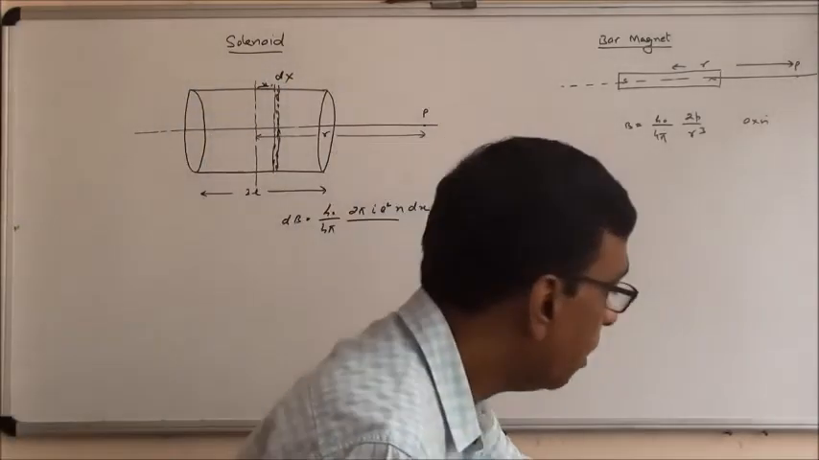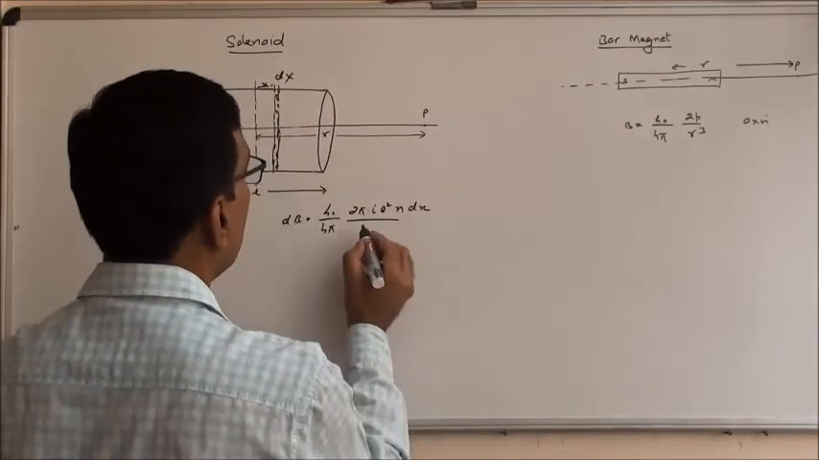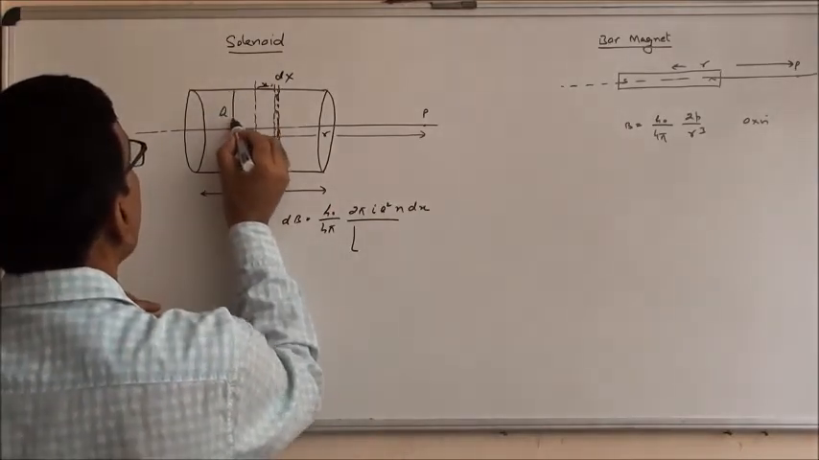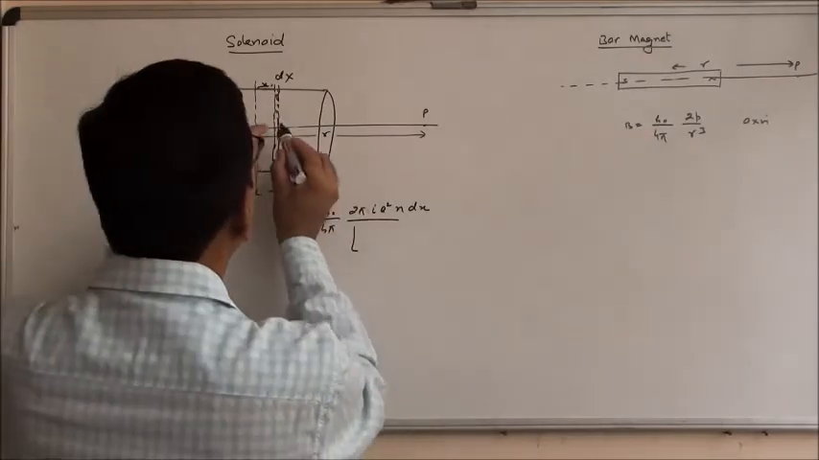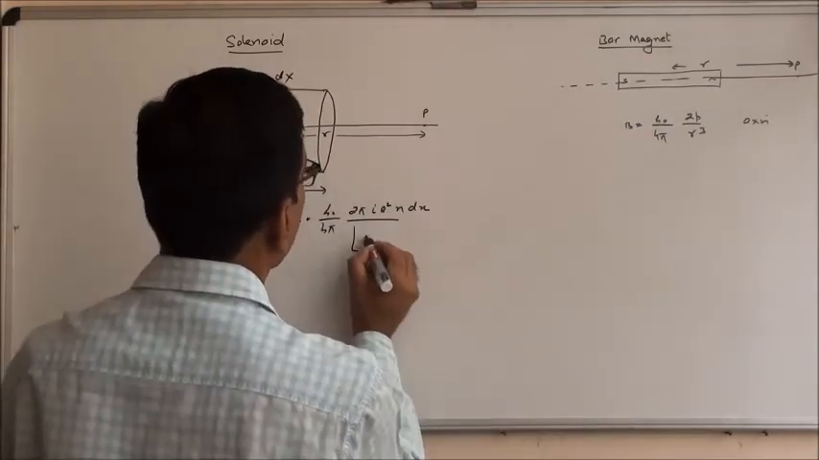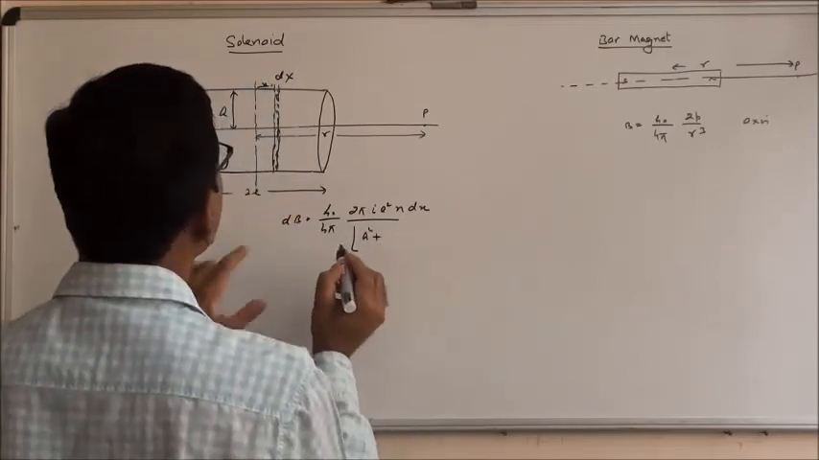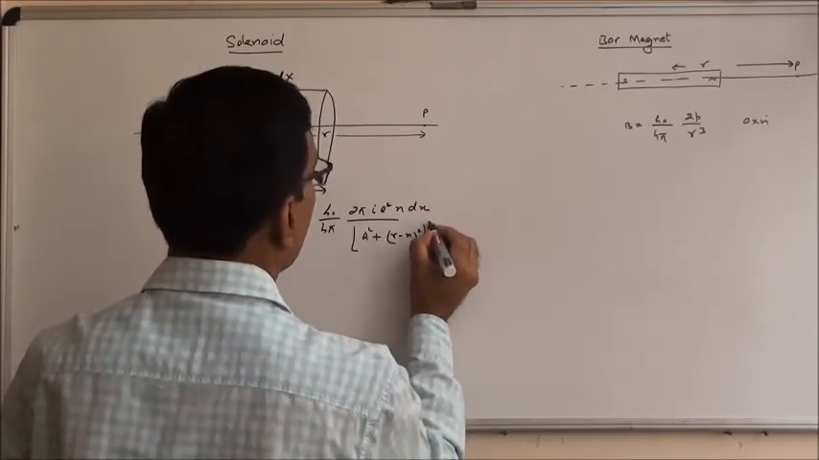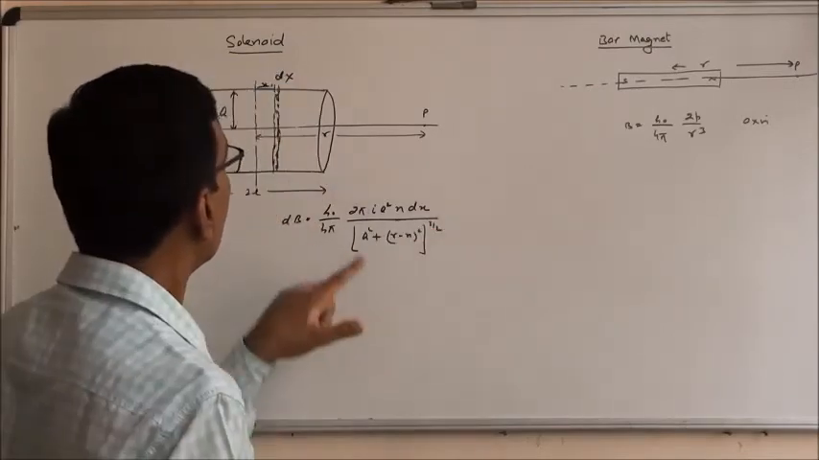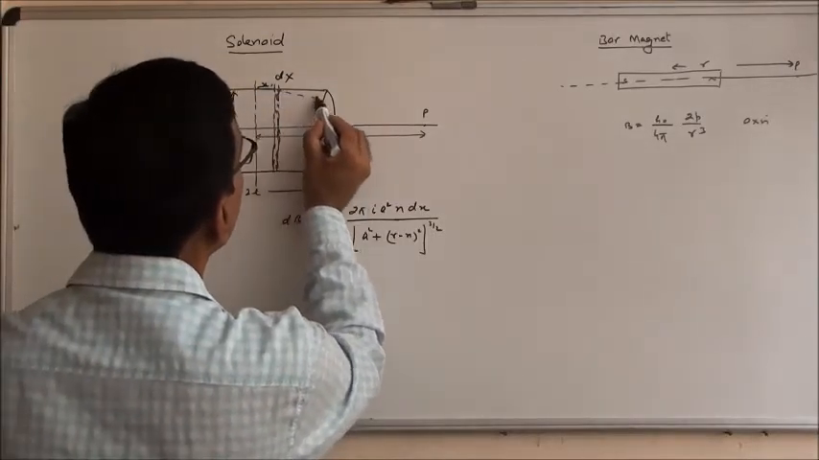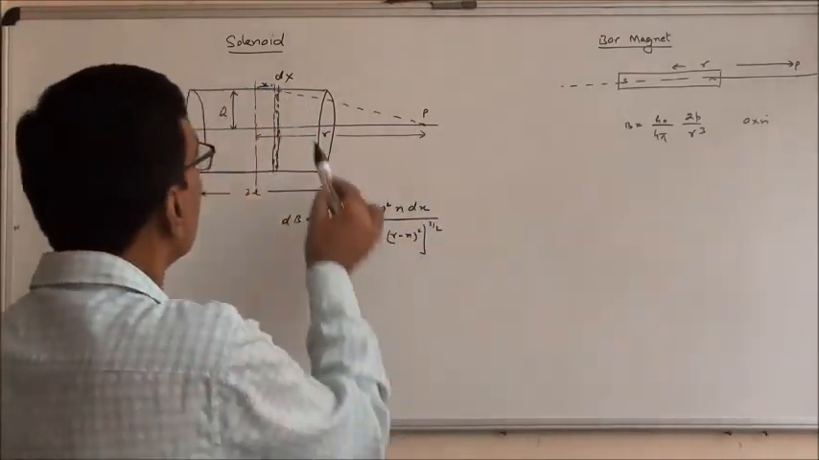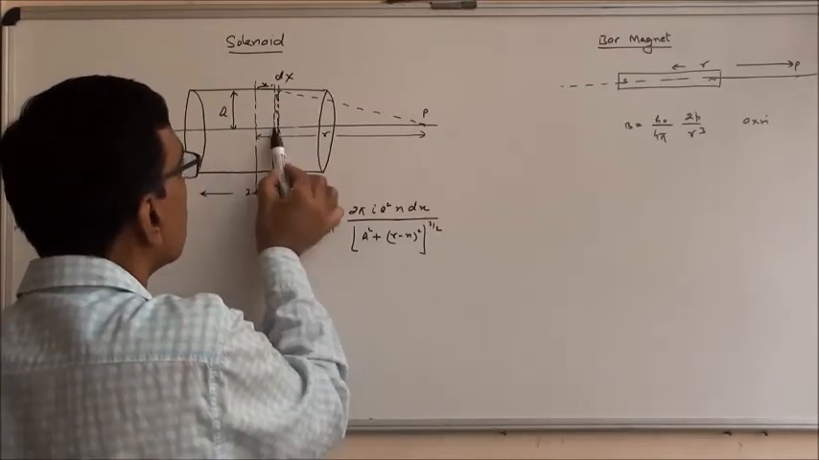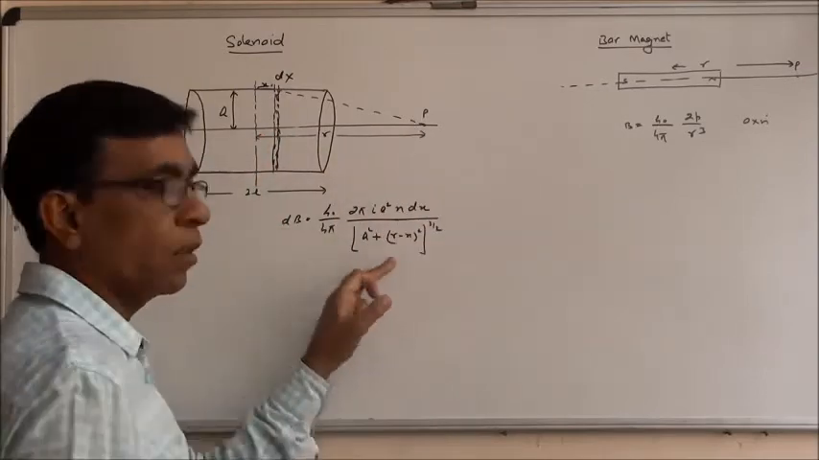Okay, now what is the distance of this part from this P? A is the radius, let me take the radius here also as A, and now I want this distance. So it becomes a square plus (R minus x) square raised to the power 3 by 2. This is R, this is x, so this distance is R minus x.